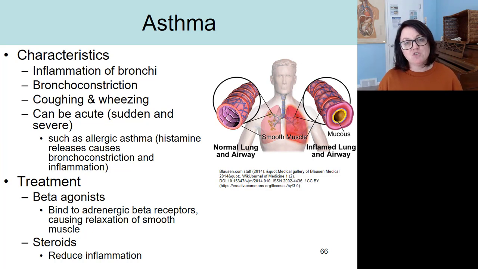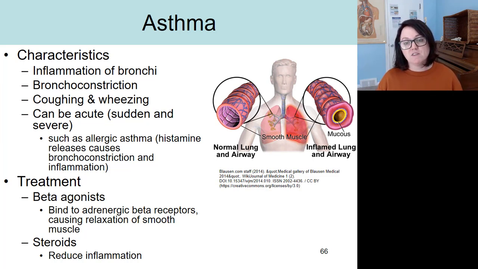So we get activation of the smooth muscles that are in the walls of our bronchi. And when those smooth muscles are contracting, they squeeze on the bronchi, narrowing the lumen of the bronchi, making it harder to breathe. So asthma can be characterized by coughing and wheezing due to these issues with the bronchi.